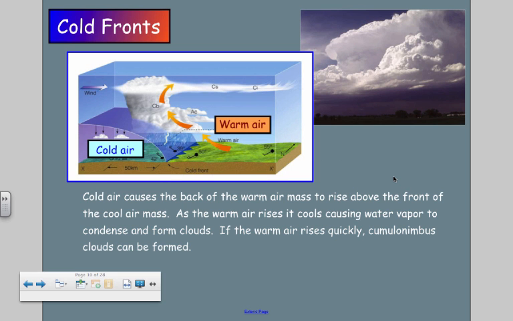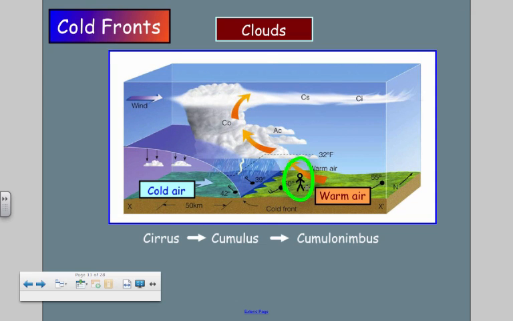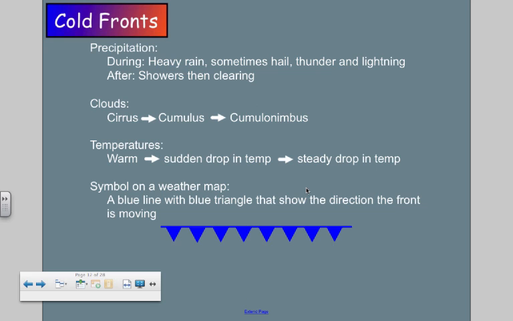Now, as that warm air rises up over the cold air, it begins to cool. And as it cools, the air condenses, which creates clouds. Now, if the air rises quickly, you can get cumulonimbus clouds forming with cold fronts. So if you were standing where this guy is here on this picture, the clouds you would see as a cold front was moving in, you first would see cirrus clouds, then you'd see cumulus clouds, and then maybe you might see some cumulonimbus clouds if the air is moving fast enough and if there's enough energy to make it happen. Now here's a basic summary of what you're going to see in terms of the weather associated with a cold front.